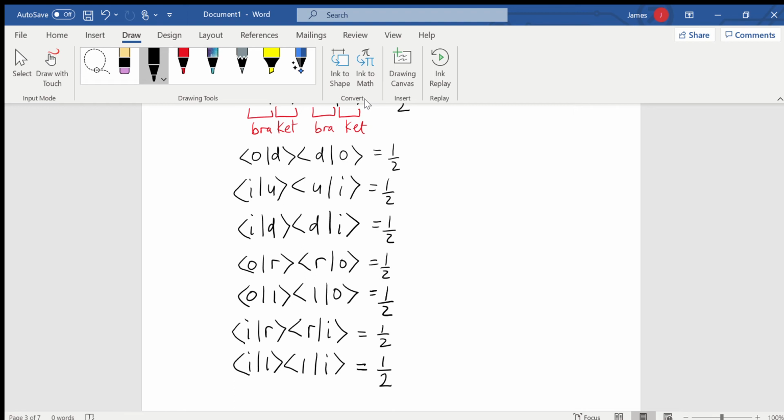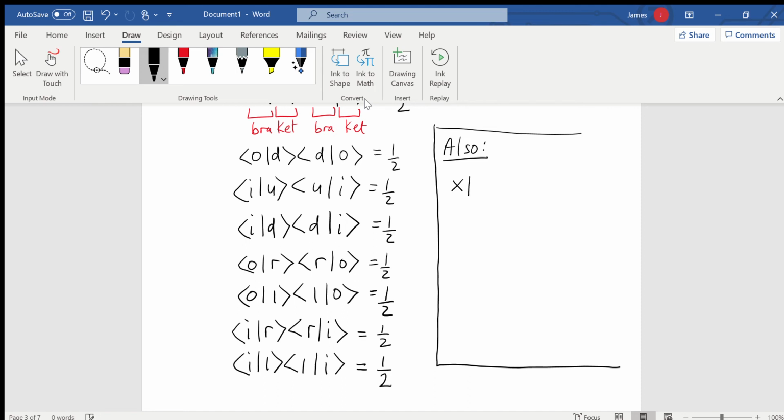there's some information I want you to know in addition to this. So I'm just going to say also, I'll try and box this off. So also know this, if we have a bracket which has the same bra and ket, so remember the bra is on the left, the ket is on the right, a bra and a ket which are the same is equal to 1. However, a bra that's not equal to the ket is equal to 0.